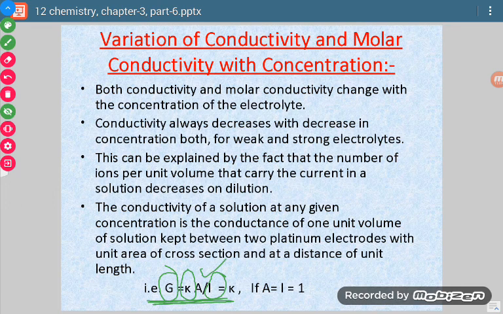So if there is 1 unit volume of solution, this represents 1 unit volume of solution. If 1 unit volume of solution is there, then conductivity and conductance will have the same value. From the definition, if A is equal to unity and the distance of separation is equal to unity, then kappa will be equal to G, or conductivity will be equal to conductance.